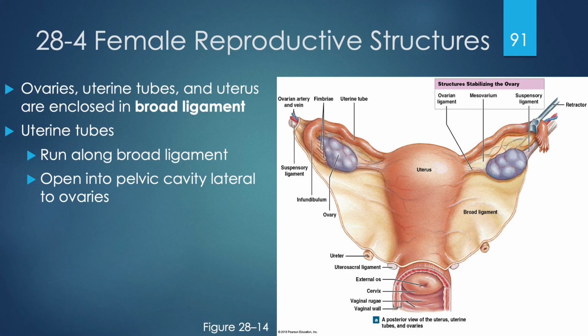There's a broad sheet of material that encloses the ovaries, the uterine tubes, and the uterus, and this holds them all in place so they're not just wobbling around all over the place. And this is called the broad ligament because it is very wide and very broad. So you'll notice here that if you look closely, the uterine tubes up at the top on both the right and the left run alongside the broad ligament, and then those uterine tubes will open up into the pelvic cavity just lateral to the ovaries.